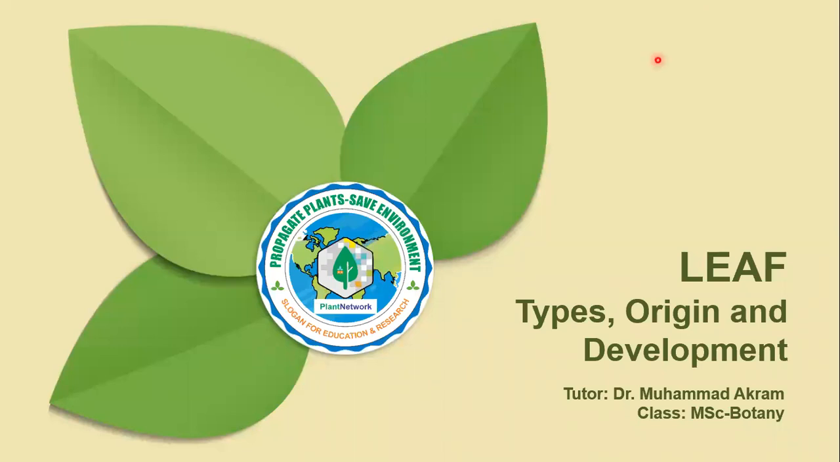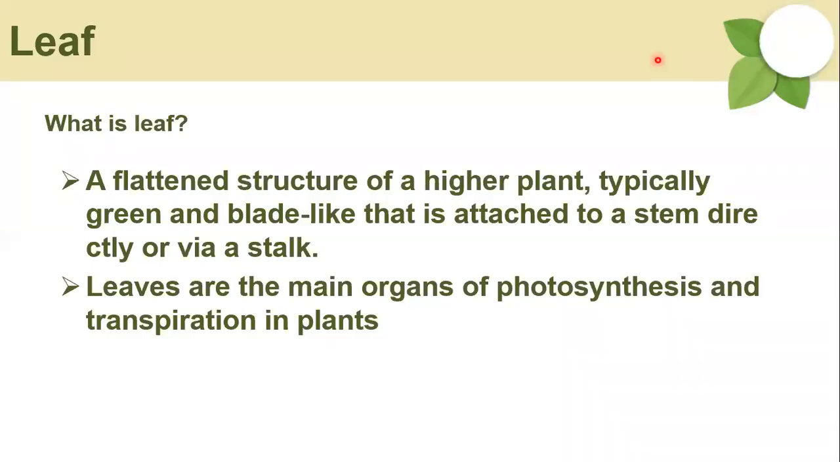Leaf, its types, origin, and development. What is a leaf? A flattened structure of a higher plant, typically green and blade-like, that is attached to a stem directly or via a stalk, or the petiole. Leaves are the main organs of photosynthesis and transpiration in plants.